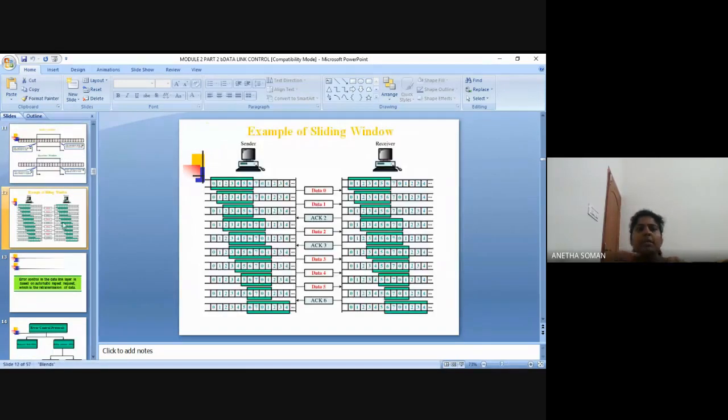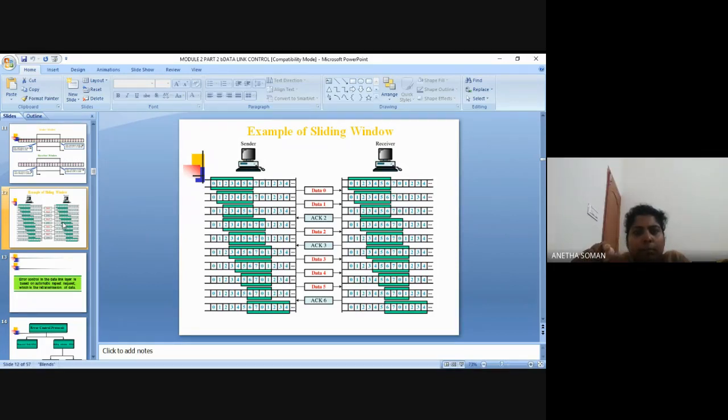See, this is an example of a sliding window. More clearly, you can understand how the sliding window works. In a sliding window, you have a sender and a receiver, and you can see a window. Just look at the sender side now. What is the window size there? Can anybody tell what the window size is?